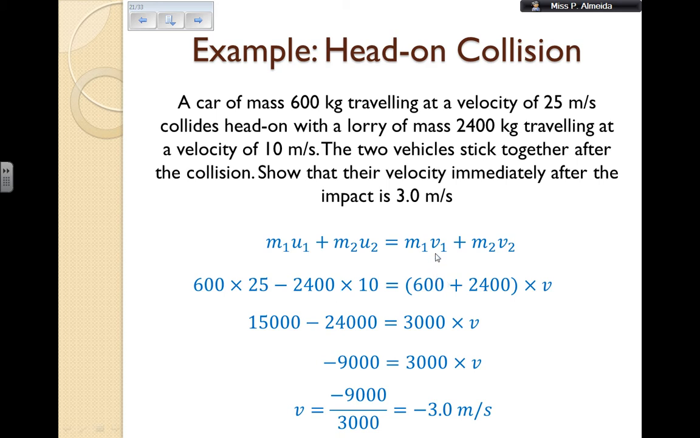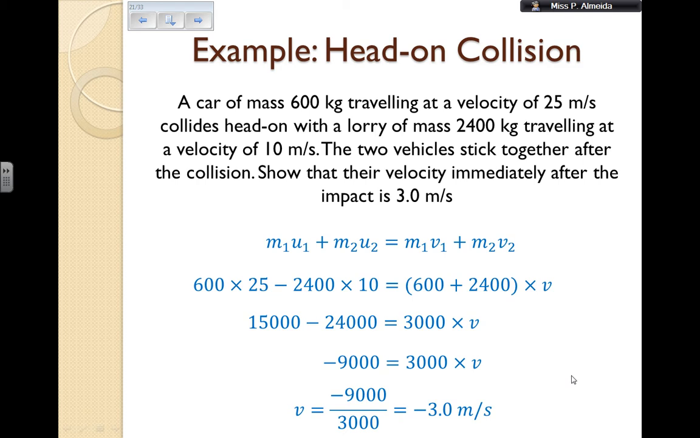So it becomes 600 times 25 minus 2,400 times 10. All of this is equal to m1 plus m2, the two masses, times v. Because v1 and v2 are the same, they say that they stick together after the collision. So now I just rearrange everything or carry on with the calculation. So I get 15,000 minus 24,000 equals 3,000 times v. Taking this away from that, I get minus 9,000 equals 3,000 times v. This guy needs to go and divide on the other side. So velocity equals minus 9,000 over 3,000, which gives me minus 3.0 meters per second, okay?